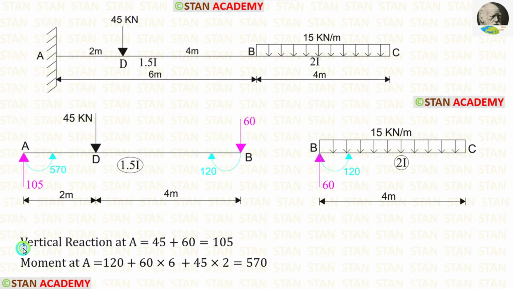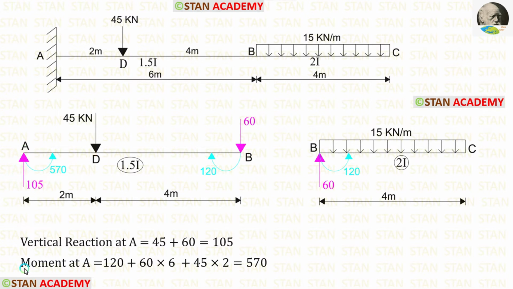Now let us find the vertical reaction in the point A. Here there are two loads. We have to add them. After adding, we are getting 105. Since these loads are acting downwards, the reaction should be acting upwards.